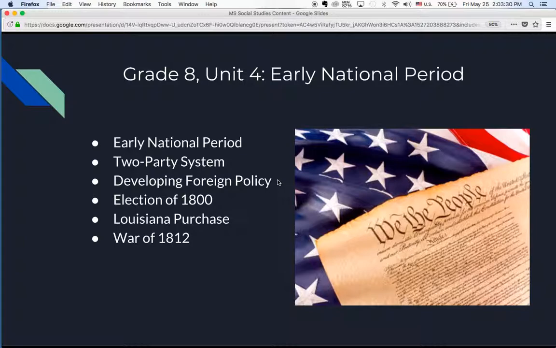As a new country, there's a lot of systems and a lot of policies that had to be developed. So we look at some of the successes and setbacks that they had. And then there was a major shift during the election of 1800.